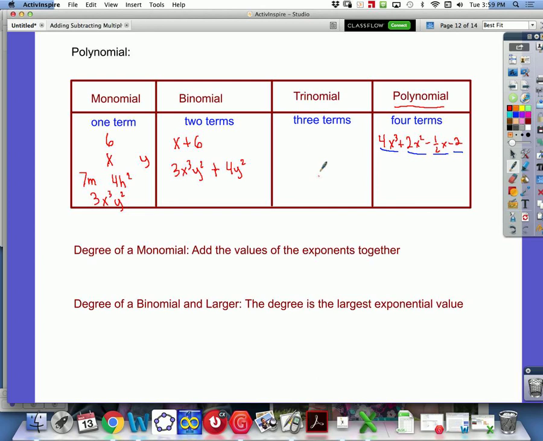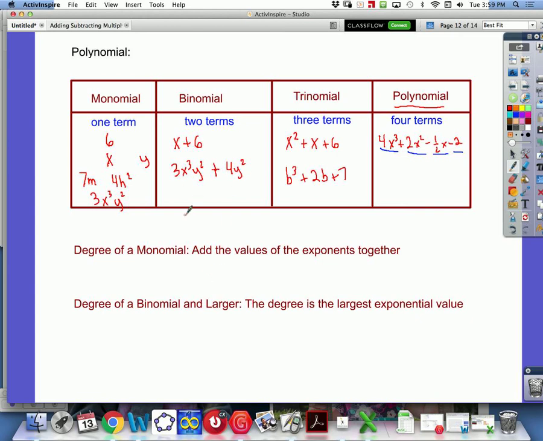Now a trinomial means 3 terms. So we could take that x plus 6 and add an x squared in the front. So x squared plus x plus 6. That's a trinomial. Or b cubed plus 2b plus 7. Still a trinomial. So the first thing you're going to have to be able to do today is just make sure you know, is it 1 term, 2 terms, 3 terms, or 4 or more terms? And they'll ask you which of these look like a binomial. And you just have to look which ones are in chunks of 2.